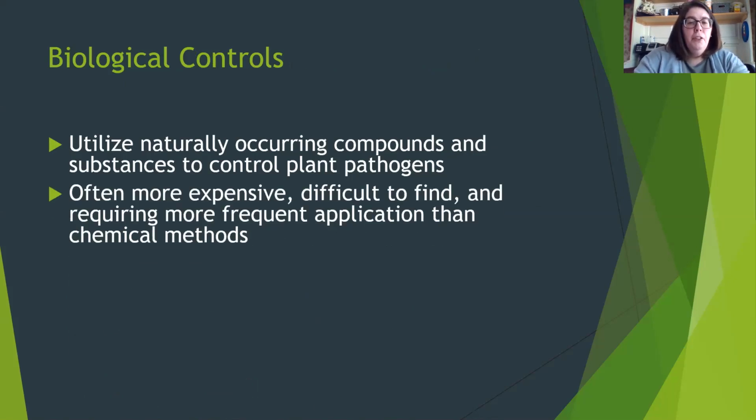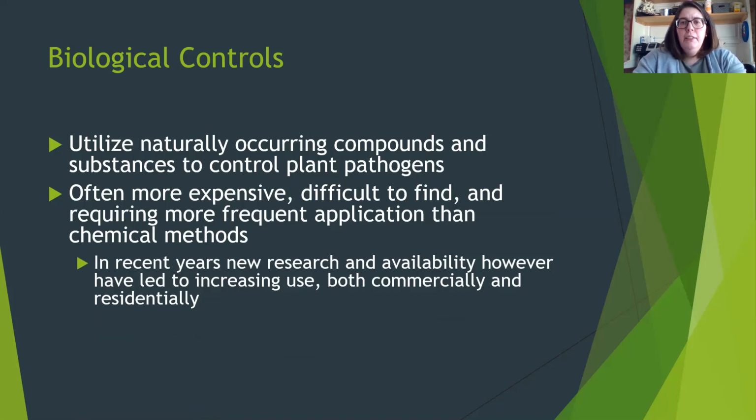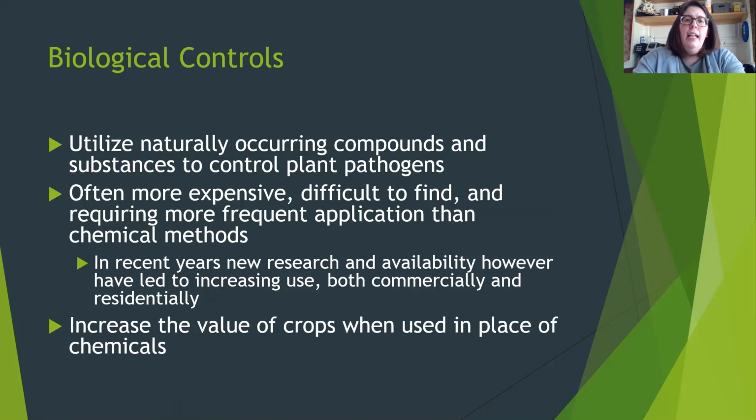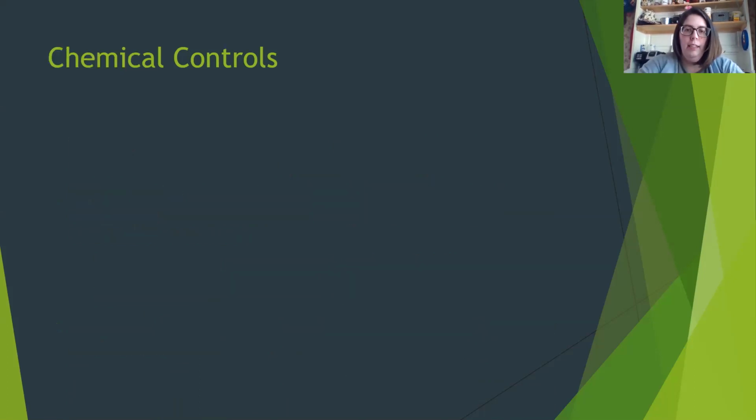Often more expensive, difficult to find, and requiring more frequent application than a chemical method. In recent years, new research and availability, however, have led to an increased use in both commercial and residential, and increased the value of the crops when used in place of a chemical. So that's kind of like the same concept of people who use organic control. Their products are going to be marketed at a higher price because people are going to be more interested in buying an environmentally safe product.